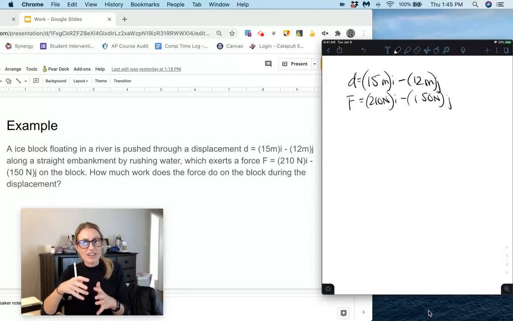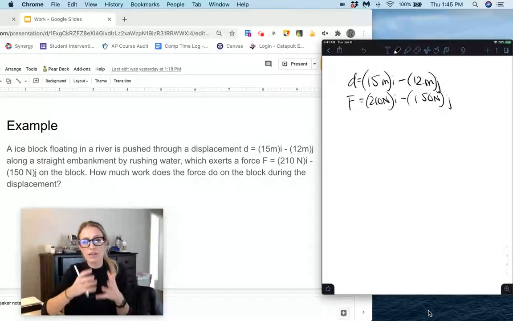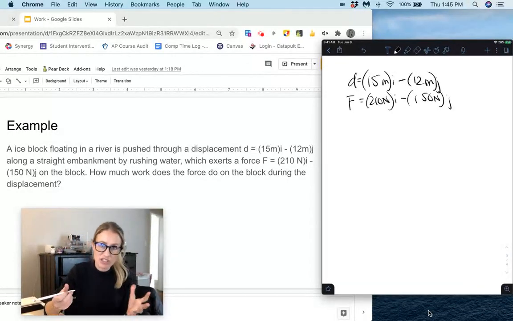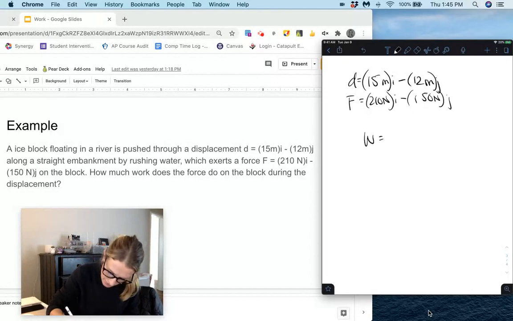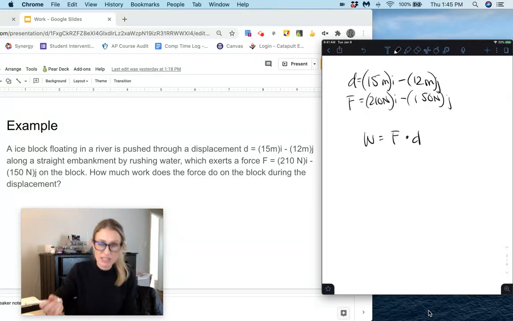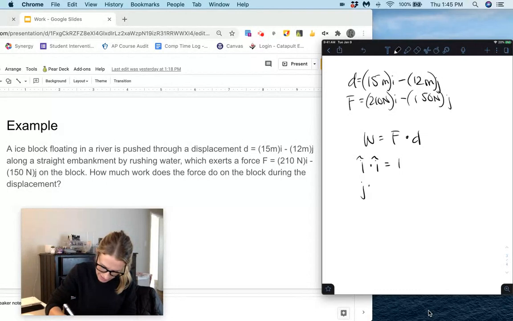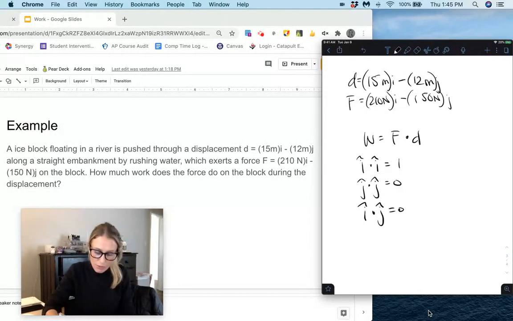So the key here is that work is a scalar quantity. And here we have the dot product. So work is equal to force dot displacement. So what this means here, when we're doing dot product, i hat dot i hat is equal to 1, and j hat dot j hat is also equal to 1, but i hat dot j hat is equal to 0. I said 1, but I wrote 0.